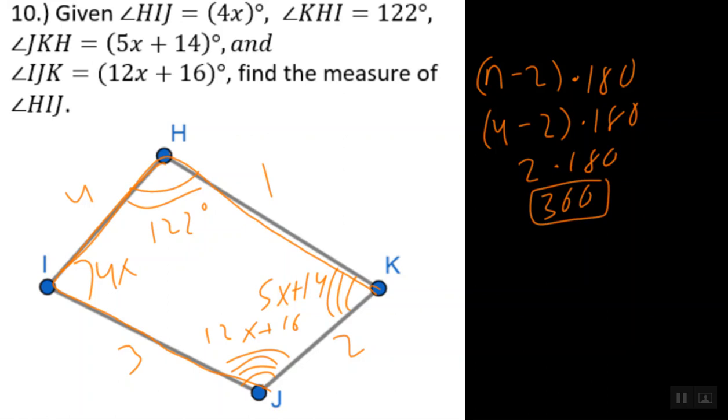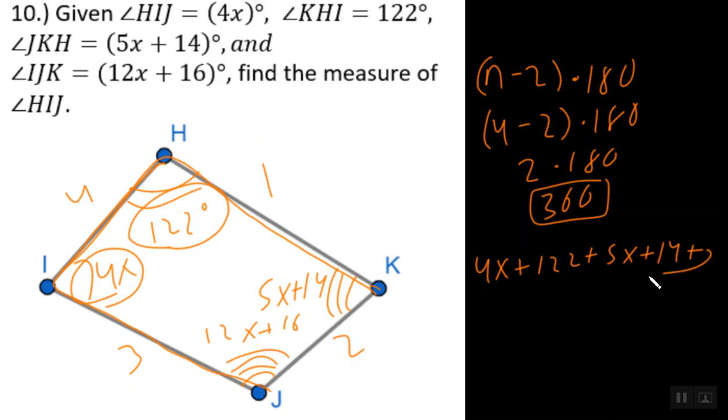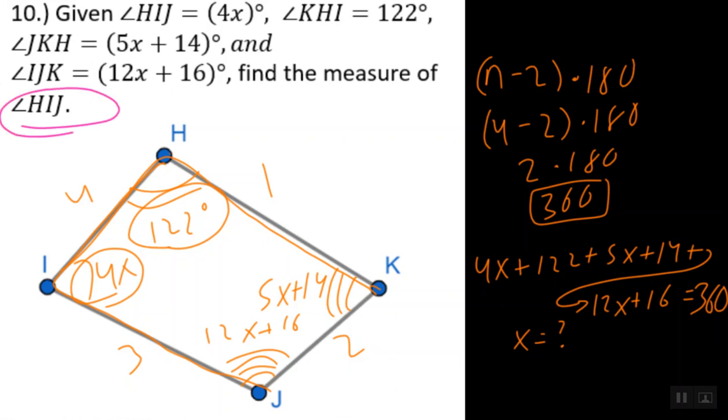Okay, so what are we really going to say here? We're going to say if we add up all of these angles, 4x plus 122 plus 5x plus 14 plus 12x plus 16, all of those should add up to be 360. And I will let y'all solve for x. Now remember, whenever you solve for x, whatever that equals, you're then going to have to plug it back into HIJ, which is 4x. So you must plug that back in to solve the problem. All right, good luck.